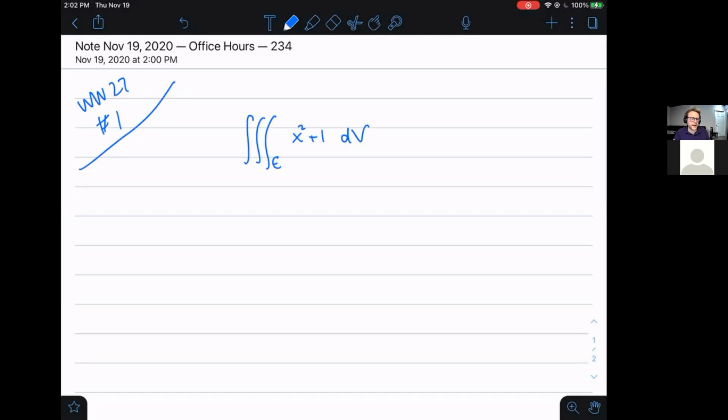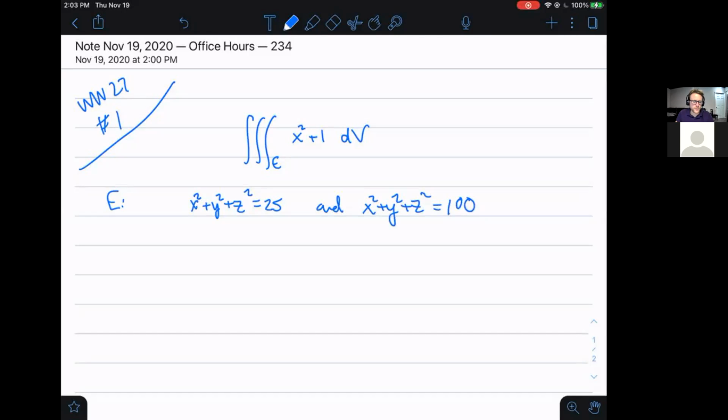E is the region that lies between the spheres, so E is between x squared plus y squared plus z squared equals 25, and x squared plus y squared plus z squared equals 100. And so we'd like to go ahead and evaluate this. Okay, so it says use spherical integration.